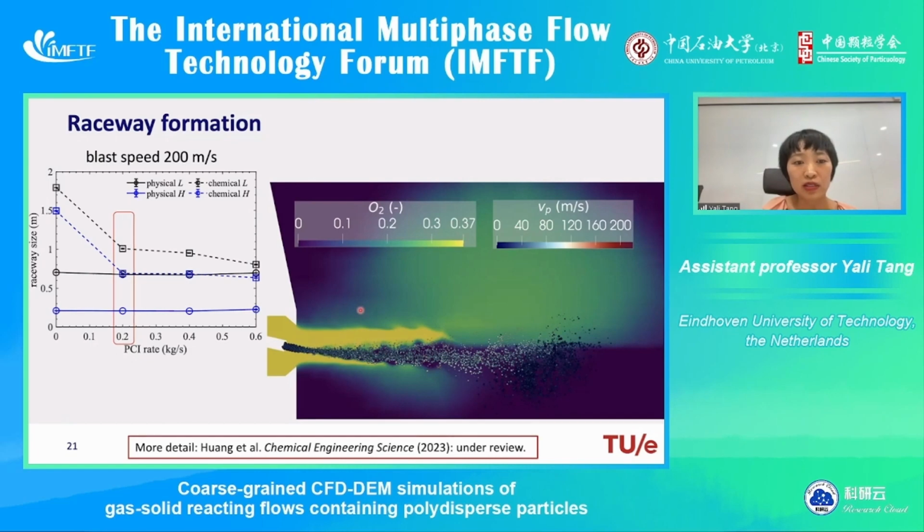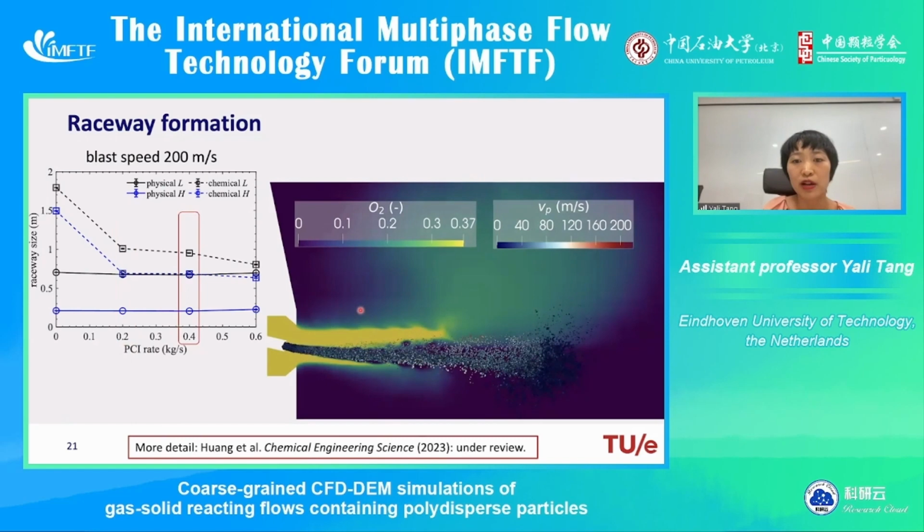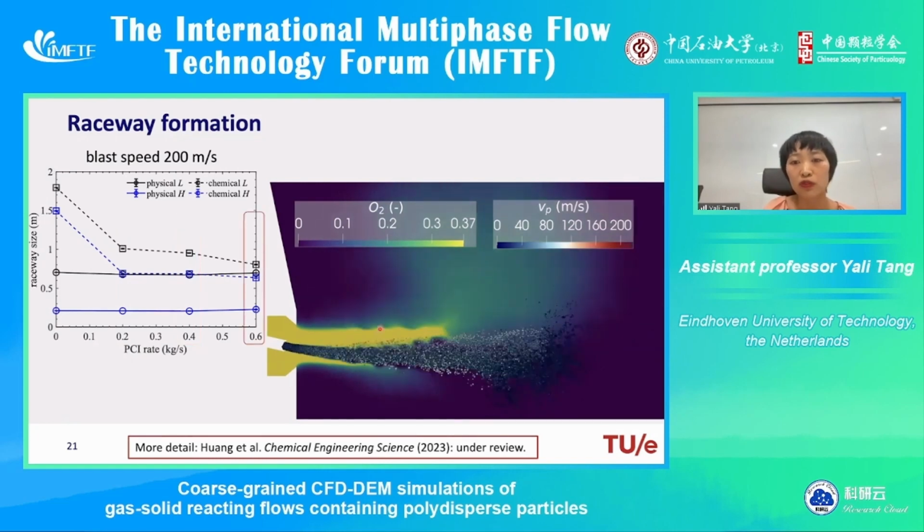And if we increase the coal particle injection rate, as you can see, okay, it slightly changed. However, almost the same amount of oxygen enters the coke bed. So that's why even if you further increase the coal injection rate, it will not influence the size of the chemical raceway anymore.